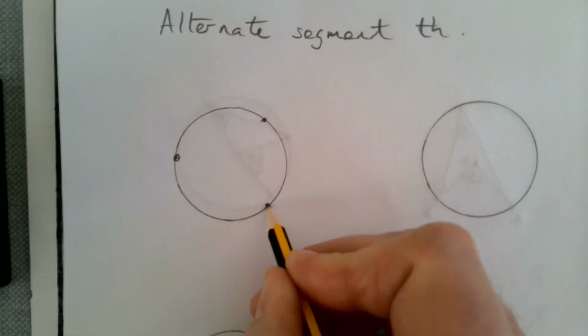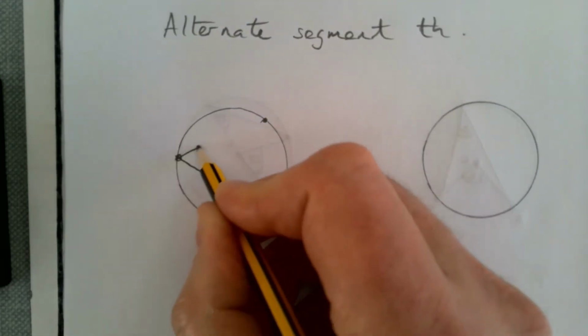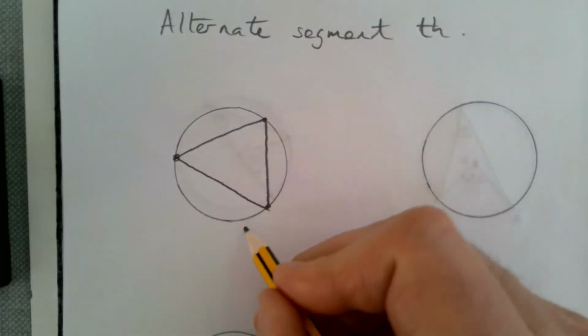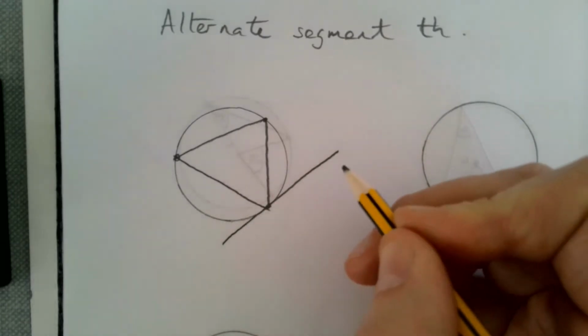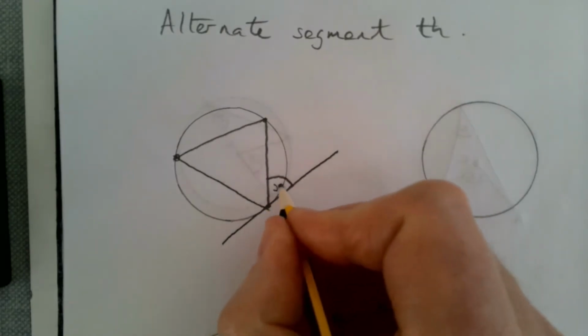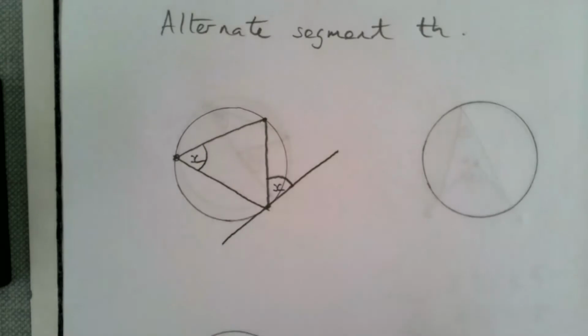I always think about it as a triangle within the circle. So here's my triangle. On one of the vertices, or the corners, there is a tangent, and it tells you that this angle here is always equal to this angle here. That's what the alternate segment theorem says.